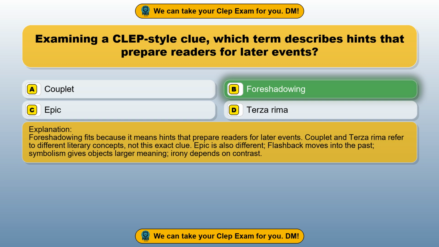Foreshadowing fits because it means hints that prepare readers for later events. Couplet and terza rima refer to different literary concepts, not this exact clue. Epic is also different, flashback moves into the past, symbolism gives objects larger meaning, irony depends on contrast.